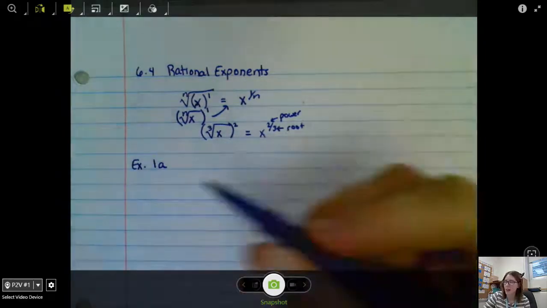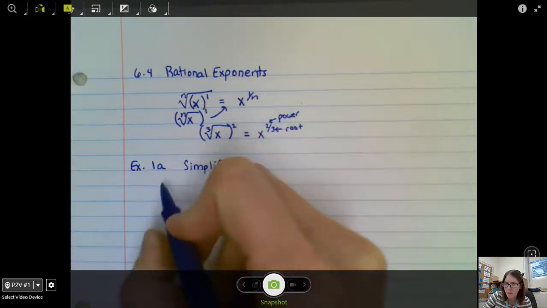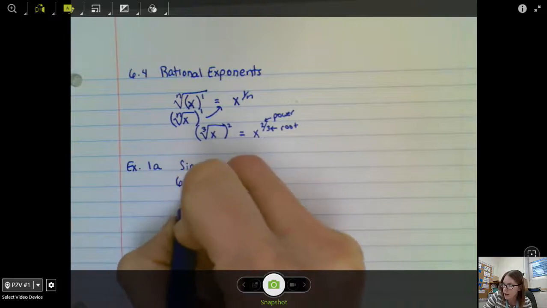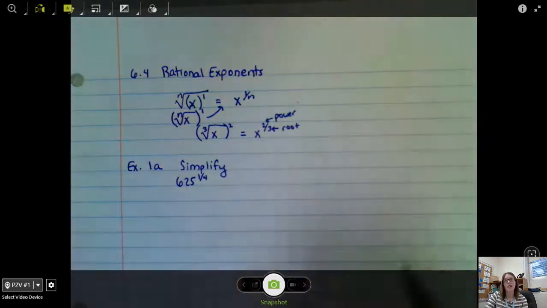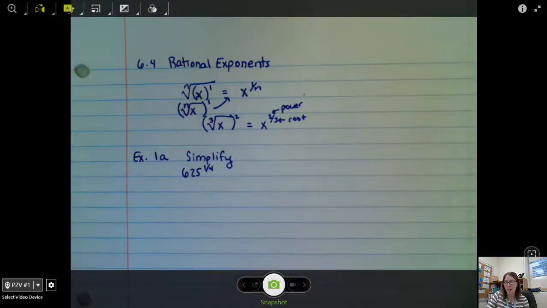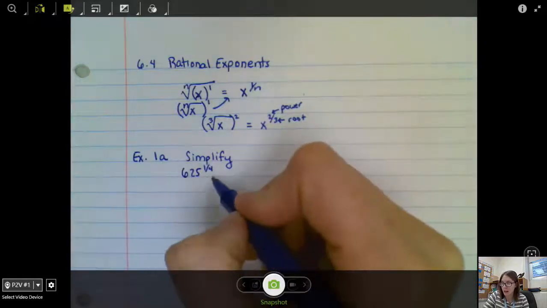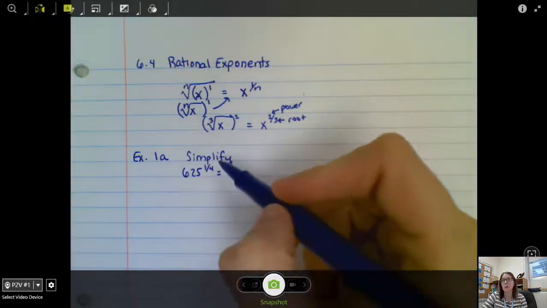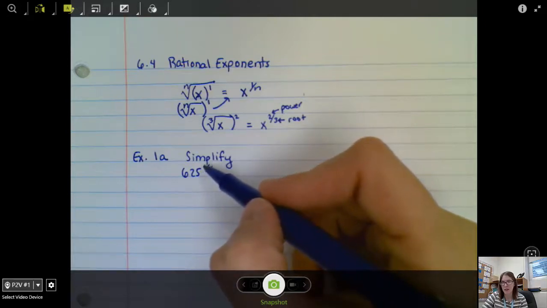So example 1a here, we want to simplify. First we'll do 625 to the 1/4 power. Now sure, we could type this into our calculator if we wanted to and figure out what that was. You can use rational exponents on your calculator, but of course we're not going to do that. We're going to use the meaning of our rational exponent instead. So switching this to a radical form is going to make this a lot easier to think about and what it means. The top number tells us our power.